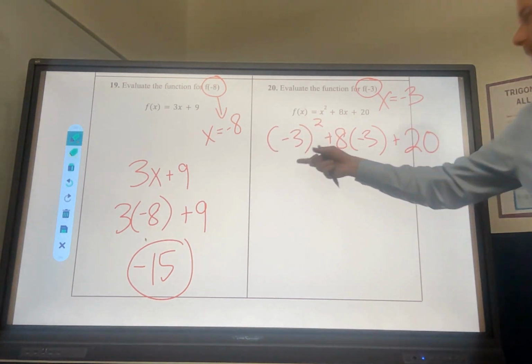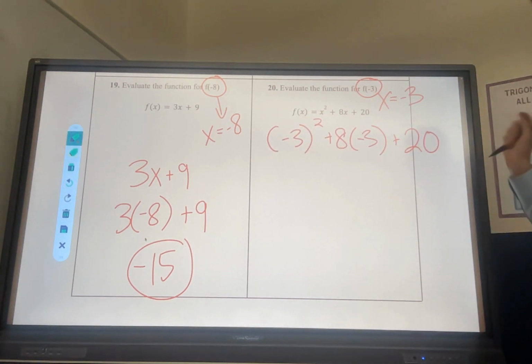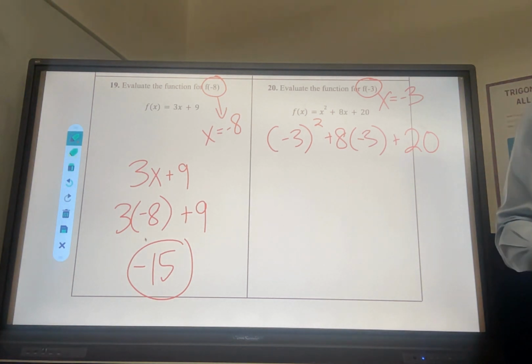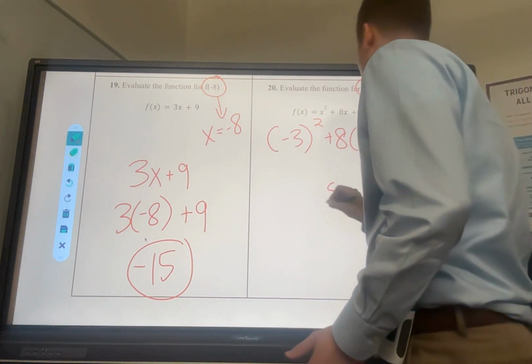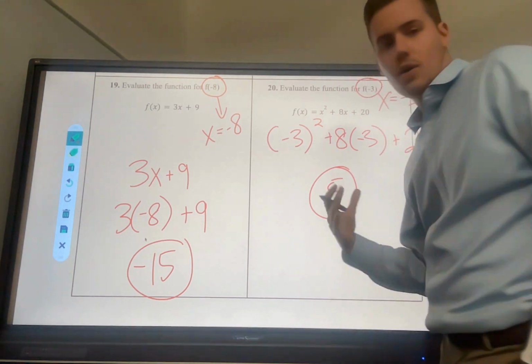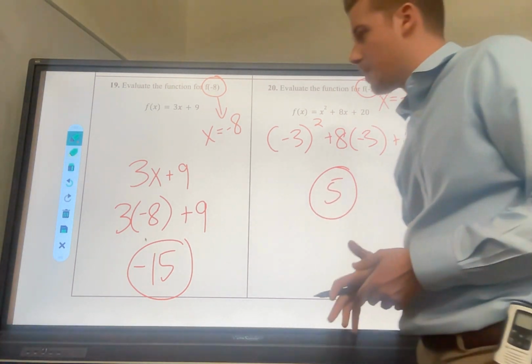-3 squared, that gives us 9, minus 24 plus 20. Looks like our final answer here should be 5. Okay, cool. And that's how you do question 20. Let's keep it moving.